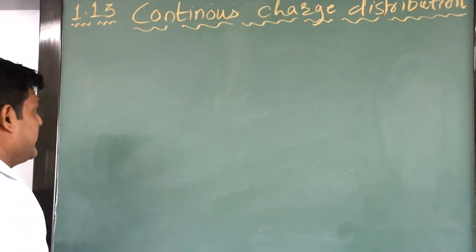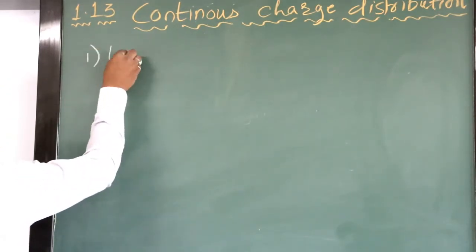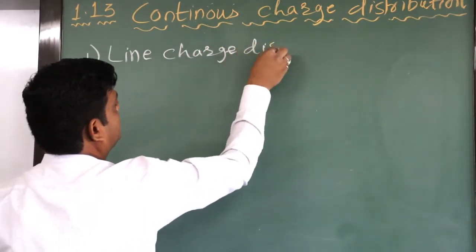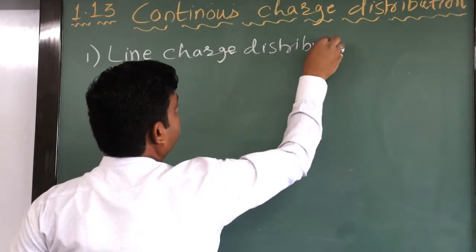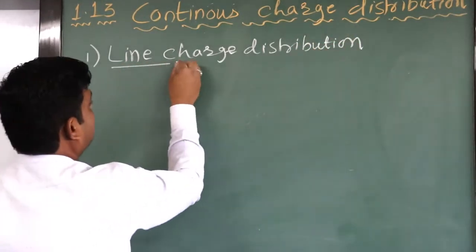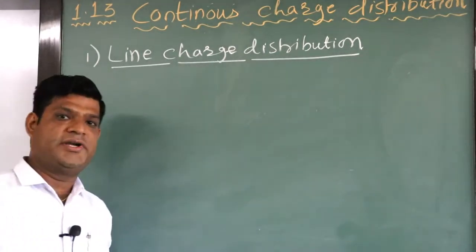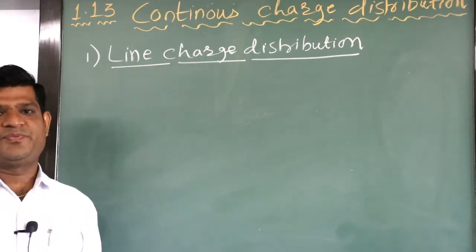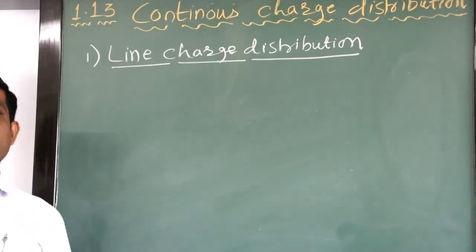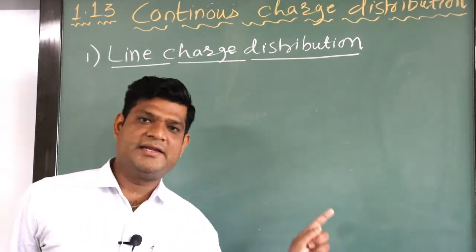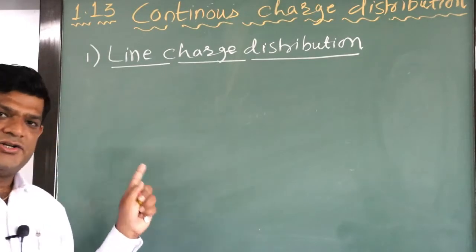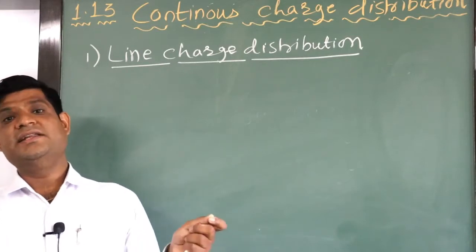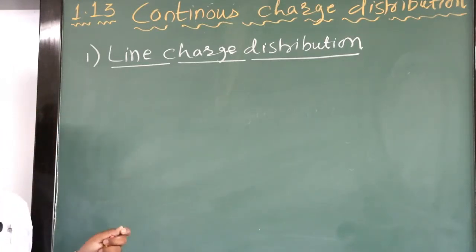First one is line charge distribution. Line charge distribution means when the charges are uniformly distributed along a line, that is known as the line charge distribution. Now the definition that we are going to study is line charge density. The line charge density is denoted by letter lambda.